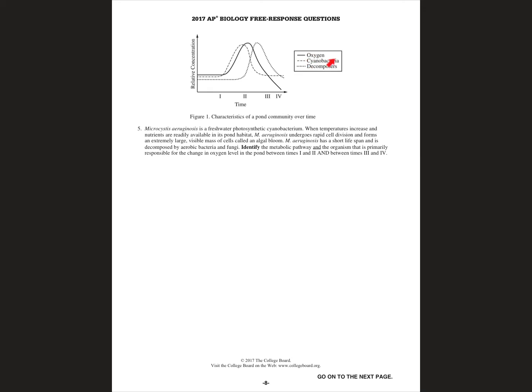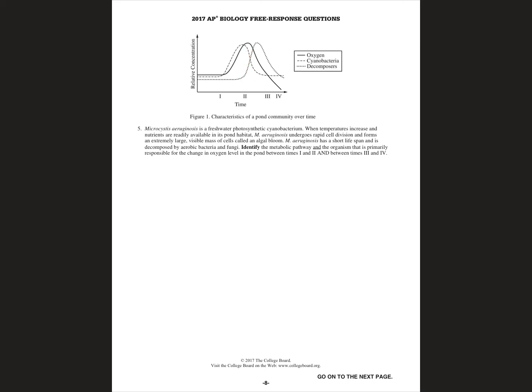That makes sense because cyanobacteria are making oxygen. But at some point, the population becomes too large. It's no longer sustainable. It's reached the carrying capacity of the environment, however you want to look at it, and they start to die. As their concentration comes down, the decomposers go up, because the decomposers are eating the dead bodies of the cyanobacteria or algae.